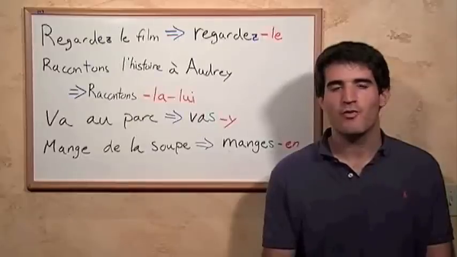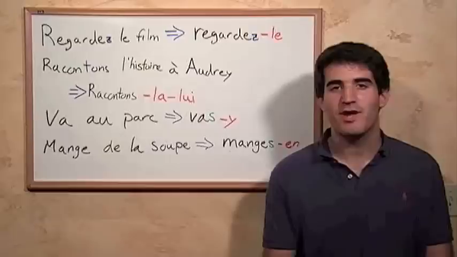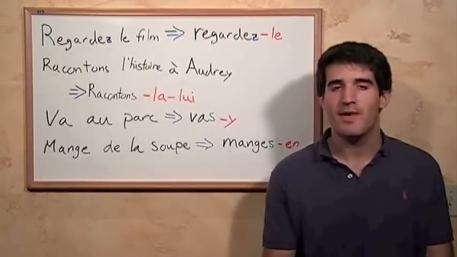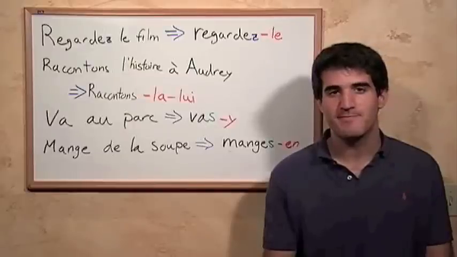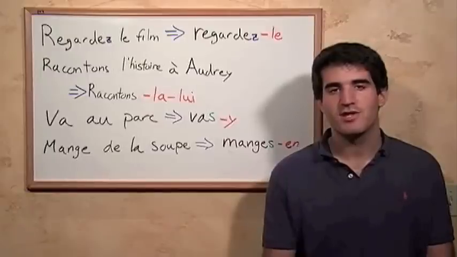In the indicative, we use personal pronouns like le, lui, leur, me, te, and so on. I put them before the verb to indicate the direct object and indirect object of the verb. For imperative statements, commands, we can use these same pronouns, but we put them after the verb. So let's look at some examples of how this works.